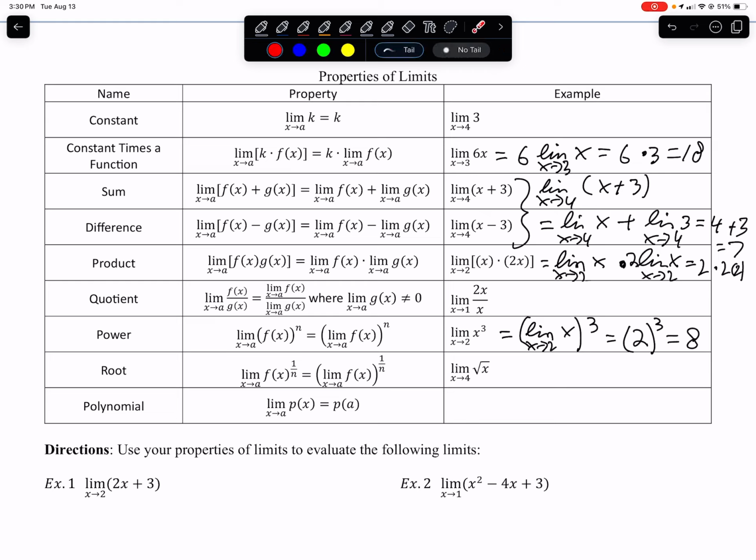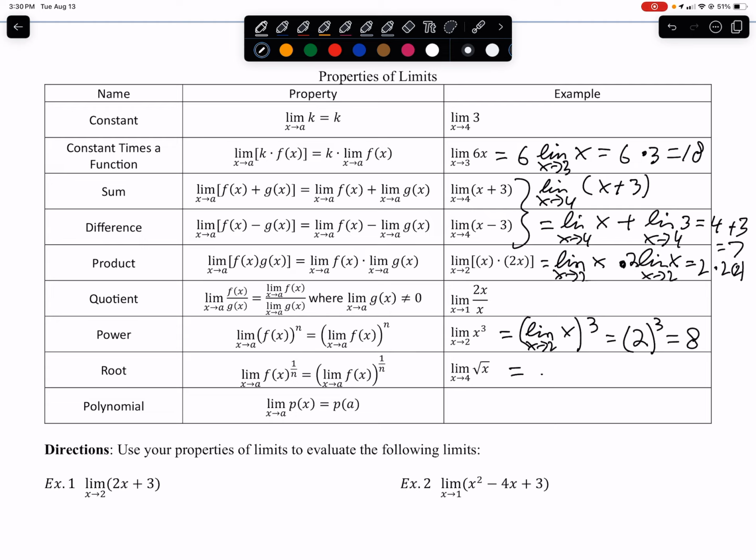And this is very similar. Instead of an integer exponent, now I have a fractional exponent, which is just a root. Okay? So a square root is a 1/2 power. So basically we're doing roots here. This says if I have a function and you're taking the root of it, I can take the limit of the inside function first, then take the root.